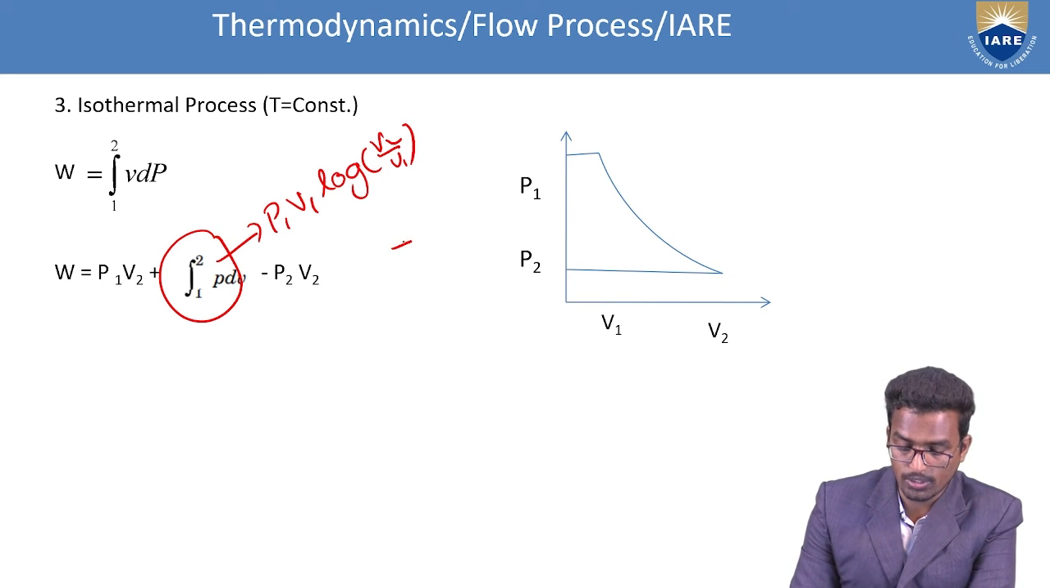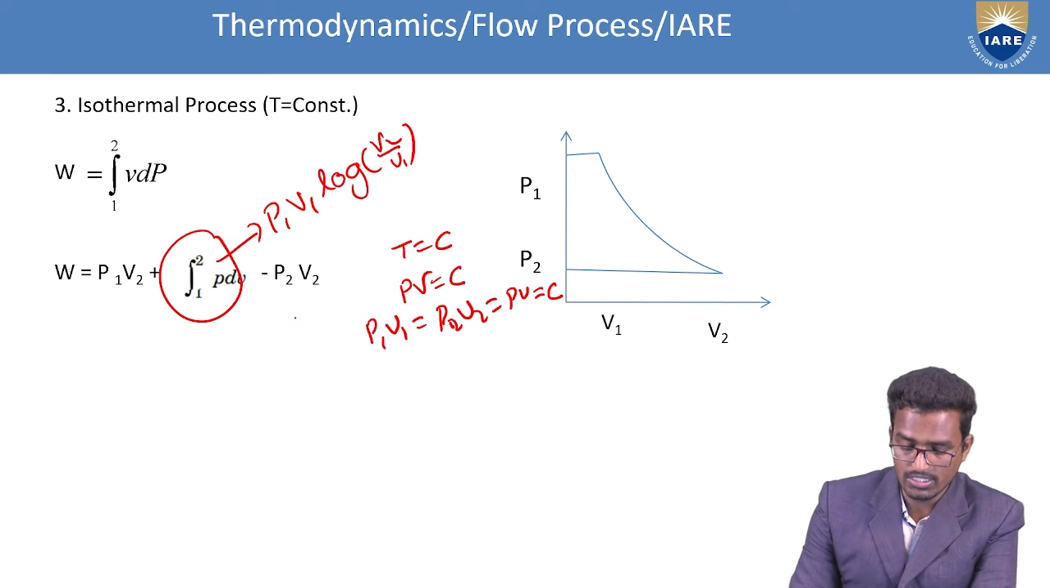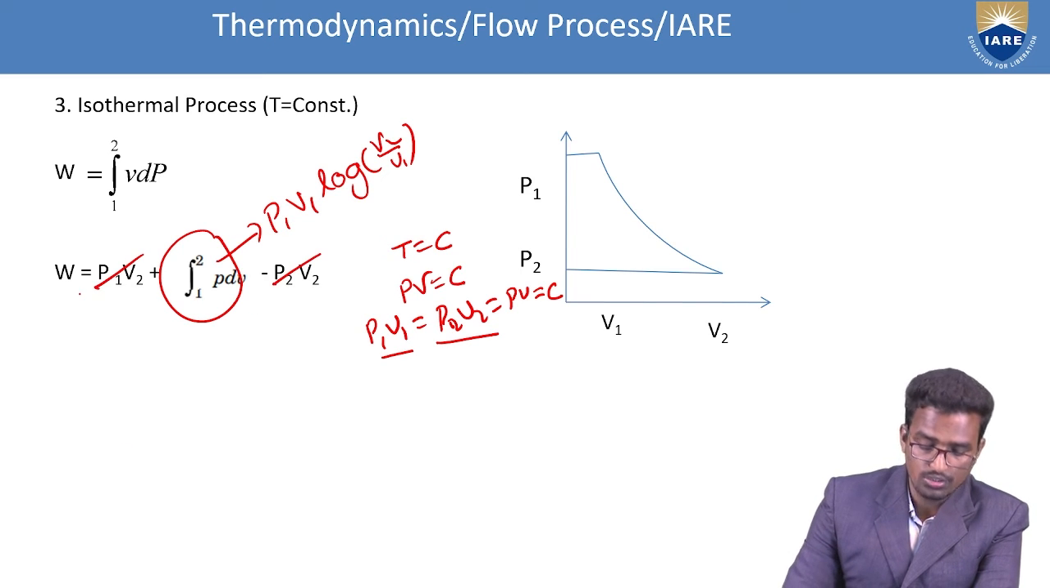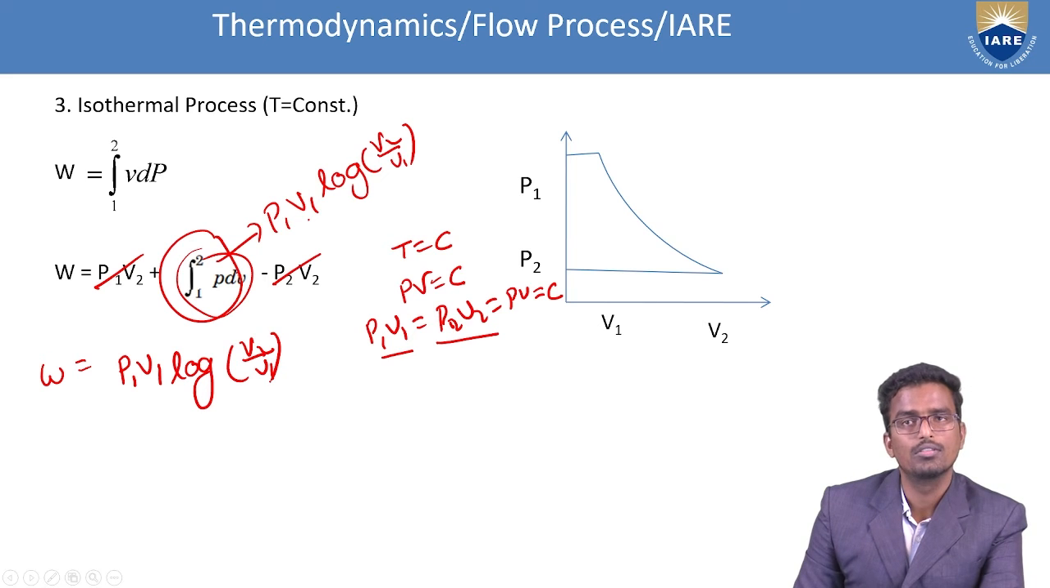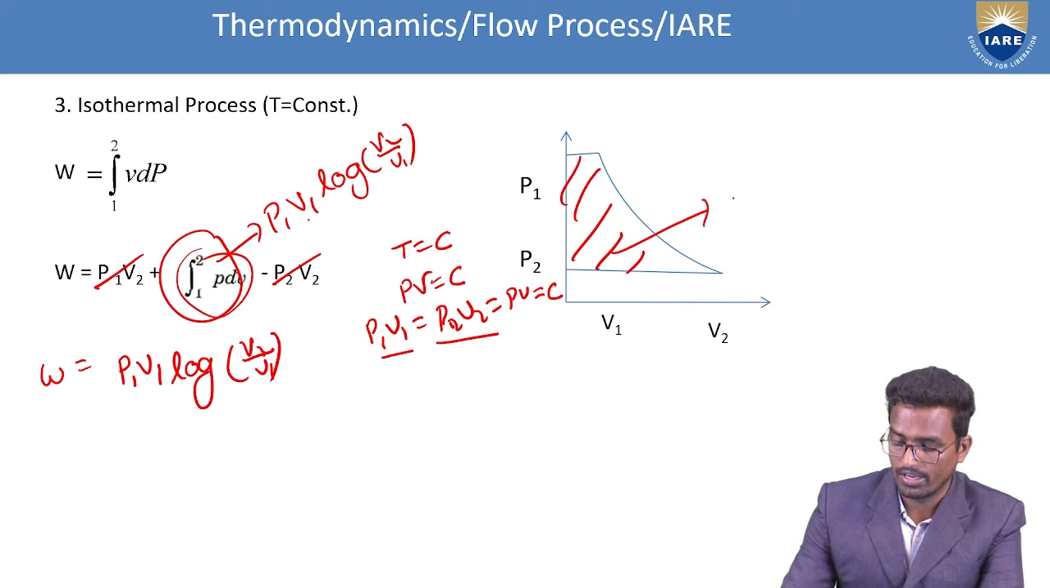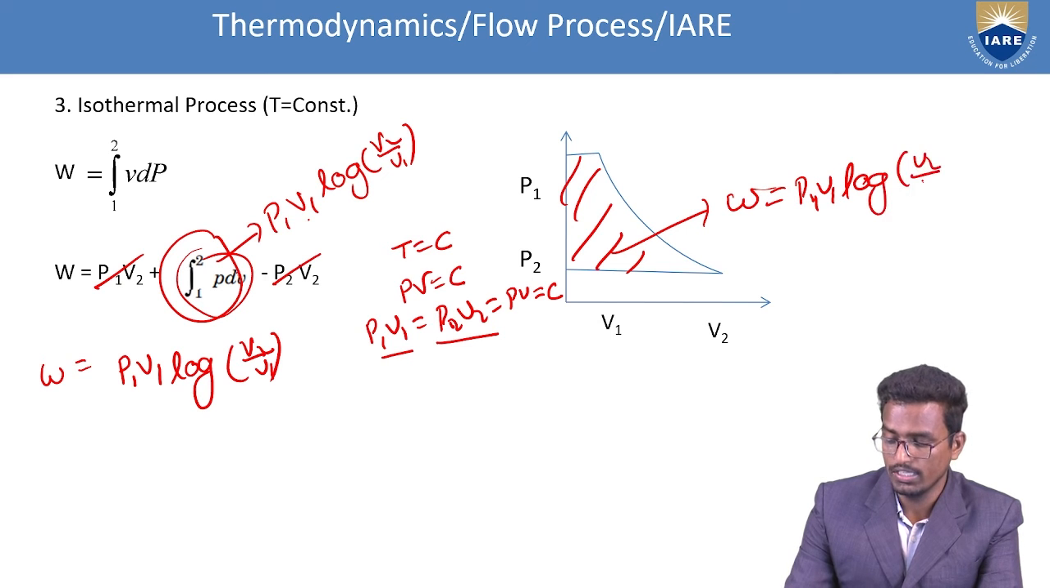What does isothermal process mean? Constant temperature, and also we can write PV is equal to constant. That means P1 V1 is equal to P2 V2 is equal to PV is equal to constant. So this one you can simply cancel. What do you have? Only the integral of PdV. What is the value of the integral PdV? It is equal to P1 V1 log of V2 by V1. If you take the area of this one, you get the same value. W is equal to P1 V1 logarithm of V2 by V1.